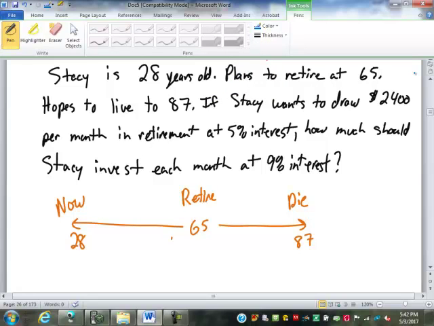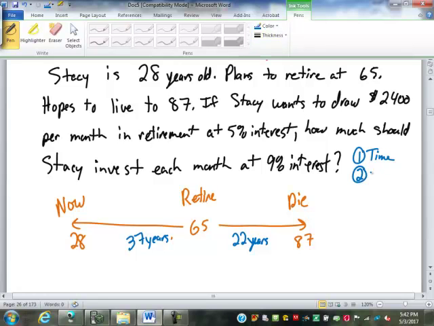Each of these has 4 things about them. One is the time. Well, we know the time for both of them. 65 minus 28 is how much? 37 years. 87 minus 65 is 22 years. So we know the time for both of them.